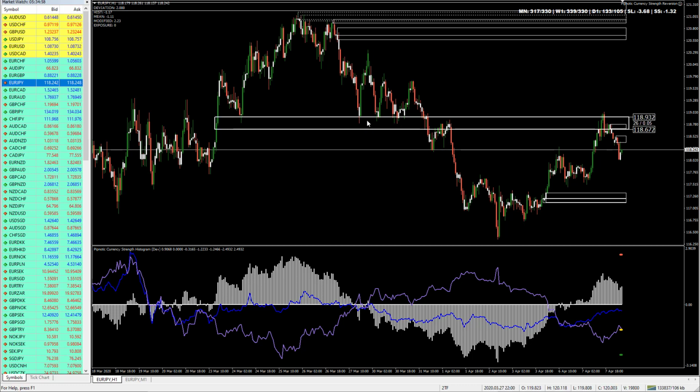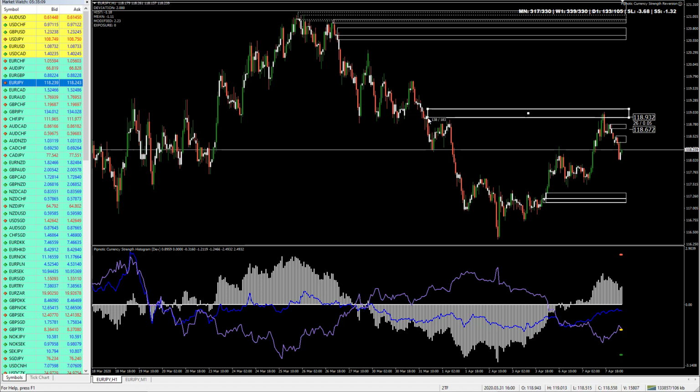It was tested once, twice, three times, four times, and then we had this area here that went through it. The slingshot was pulled back to the supply, and then it left. So you'd move this one to here. The software didn't find it, but we can do it by doing our little supply and demand analysis, and this is where price came to, then left.